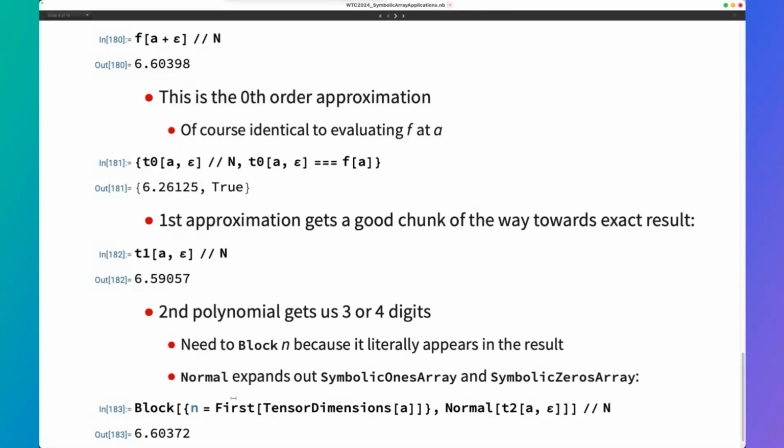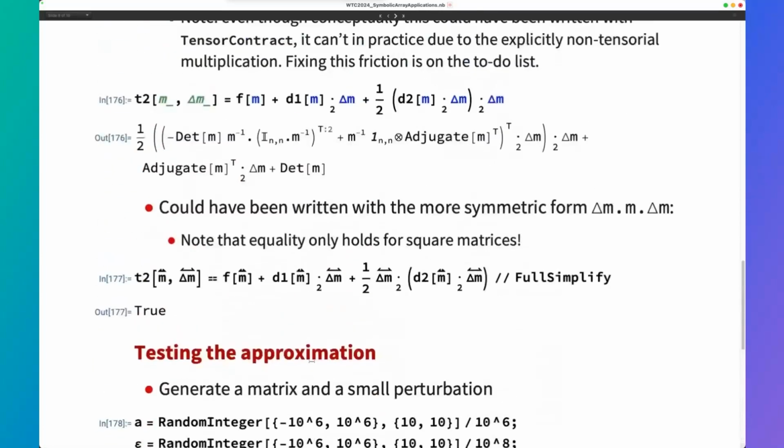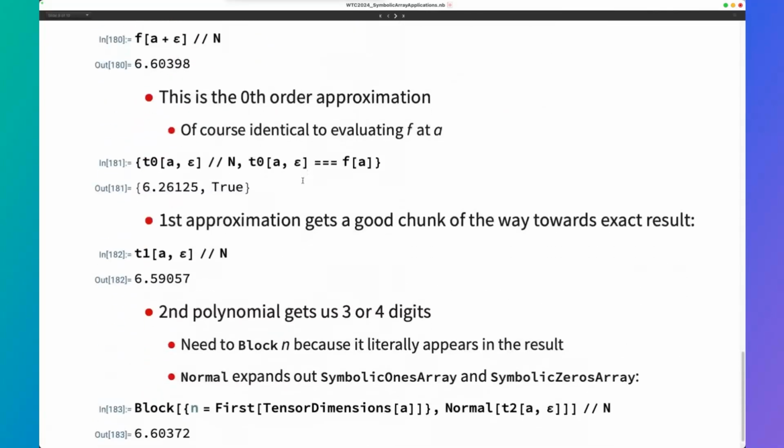Just to explain this, why do I have this strange block here? Well, my derivative here has literal values of n in the ones array and in the identity array. So we need to give it a ones array of the correct dimension. And this normal expands out the symbolic ones array and symbolic identity arrays into explicit arrays so we can finish the computation. So that is Taylor approximation. You thought it was simple, but it has tentacles.